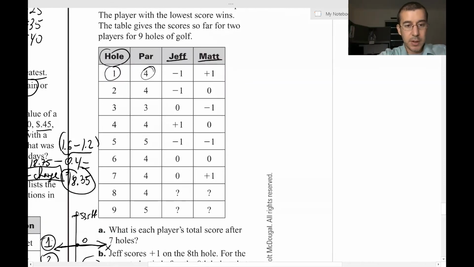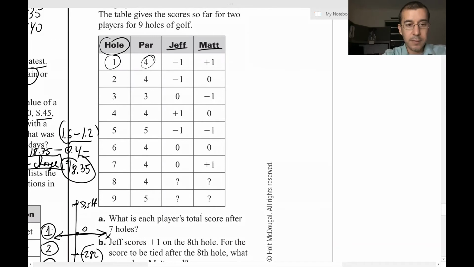What is each player's total score after 7 holes? So right here we have to see who is better so far. So we have to just add up these numbers here for Jeff and for Matt. So for Jeff, we have -1, -1, +1, -1. So these two will cancel out. We just have -1 and -1, which is -2. So Jeff at this point is -2.